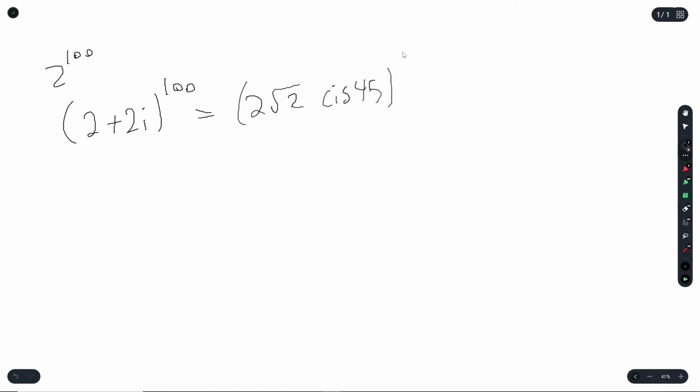So this will be power 100. So what you would do here is you'd make this power 100 and you'd multiply this angle by 100. So it will become (2 radical 2) to the power 100. So z to the 100 is equal to (2 radical 2) to the power 100 cis 45 times 100.